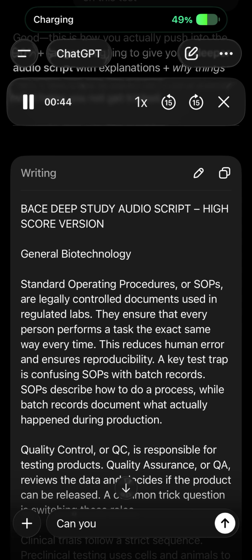Quality control, or QC, is responsible for testing products. Quality assurance, or QA, reviews the data and decides if the product can be released. A common trick question is switching these roles.